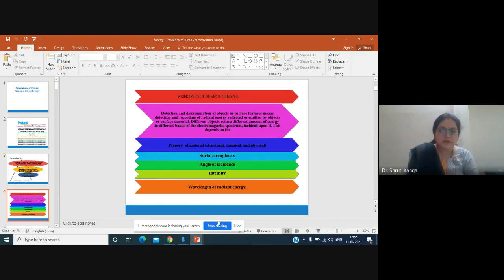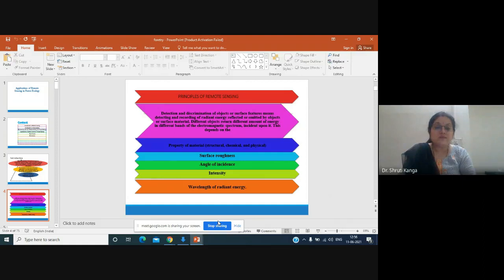First, the property of the material, what kind of chemical and physical structure is there. Second, the surface roughness, angle of incidence of energy, intensity, and wavelength of radiant energy. So the principle of remote sensing is basically based upon detection and discrimination of objects or surface features, meaning detecting and recording of radiant energy reflected or emitted by the objects or the surface material.